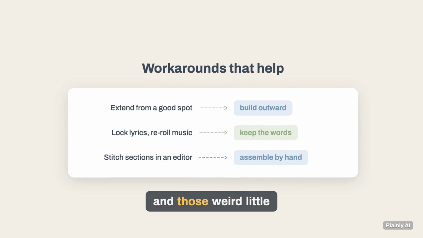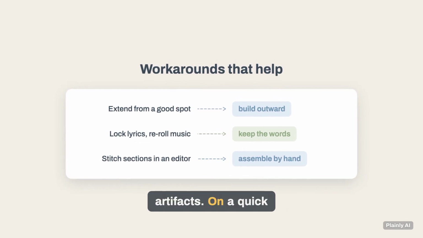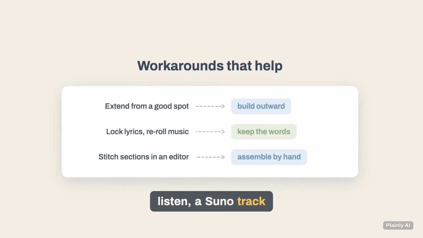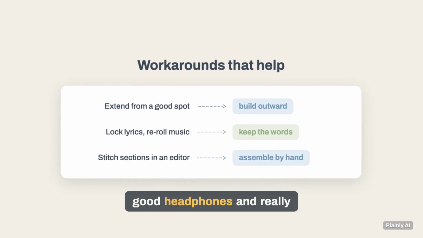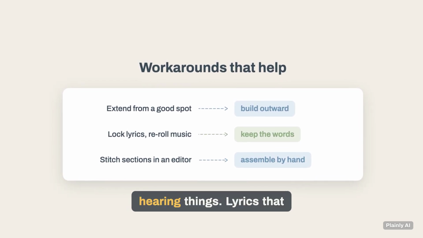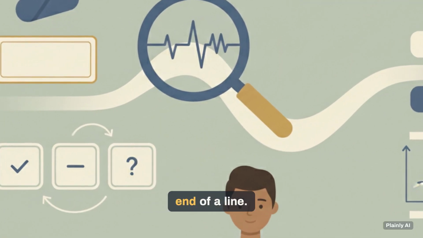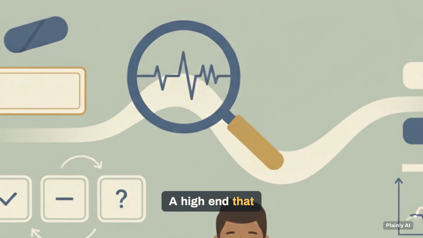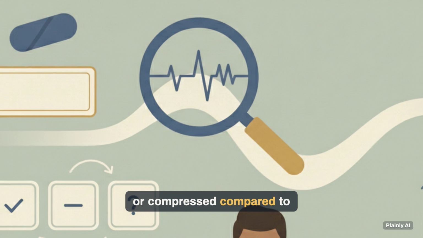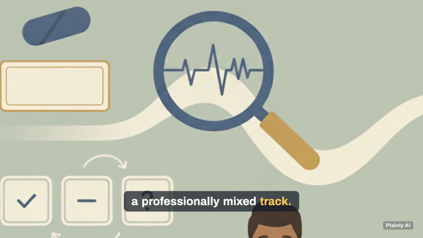Audio quality, and those weird little artifacts. On a quick listen, a Suno track sounds clean. Put on good headphones and really listen, and you start hearing things. Lyrics that slur or come out as mush in spots. A word the model clearly didn't know how to pronounce. A vocal that smears at the end of a line. A high end that sounds a little glassy or compressed compared to a professionally mixed track.